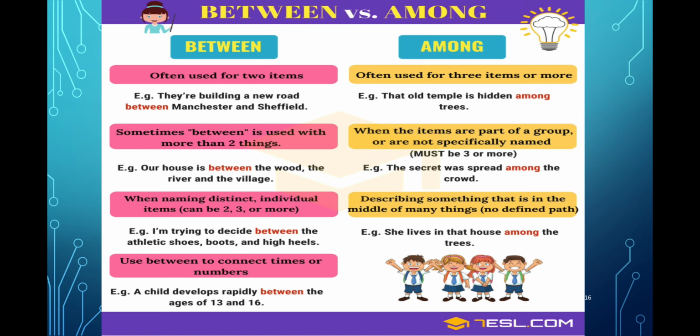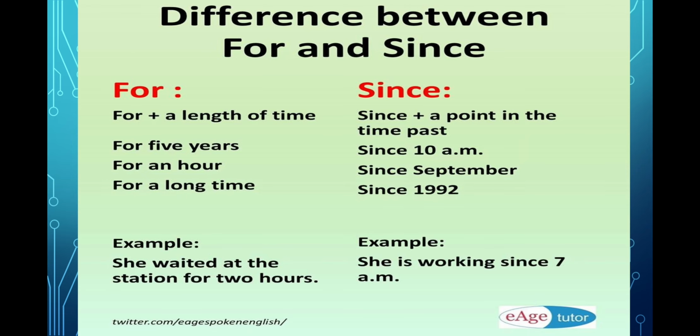Now, among is often used for three items or more. For example, the old temple is hidden among trees. It is also used when the items that are part of a group are not specifically named. It must be three or more. For example, the secret was spread among the crowd. And thirdly, among is used while describing something that is in the middle of many things. For example, she lives in that house among the trees.